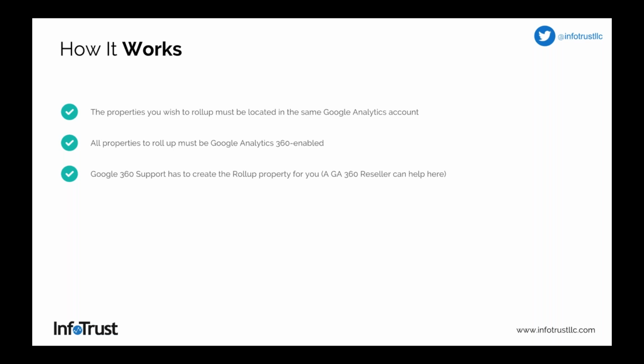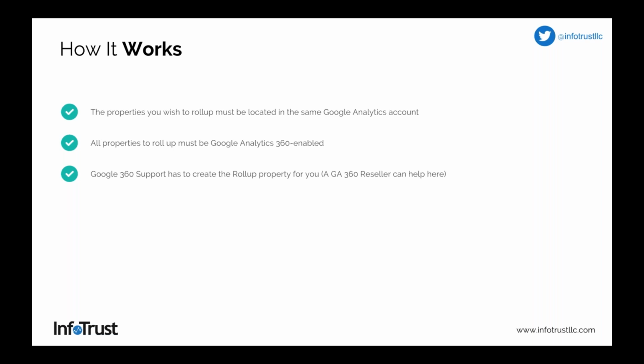All the properties that are going to be rolled up must already have Google Analytics 360 enabled. If you are a GA360 customer, you either work directly with Google or you work with a company like InfoTrust as a GA360 reseller. They can do that for you, or you can do it yourself if you have the correct administrative rights. And then after you have all the properties in the same account and upgraded to GA360, you have to reach out to Google to create that roll-up property for you.